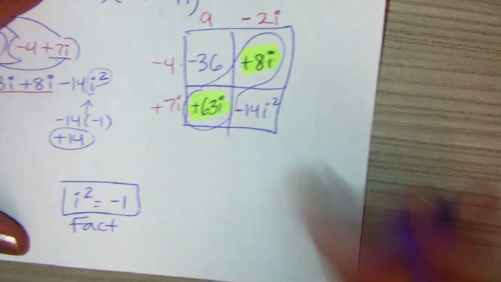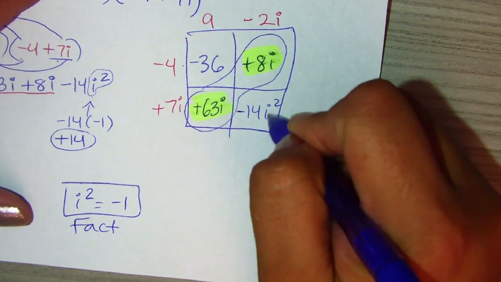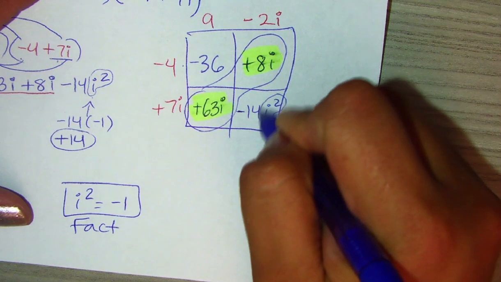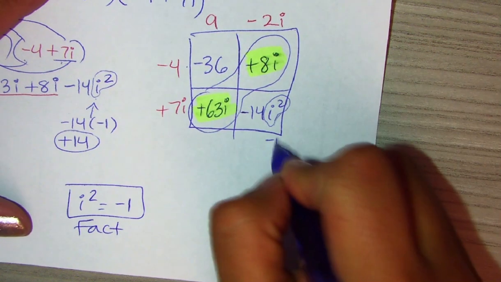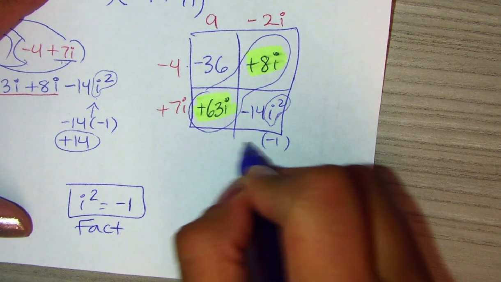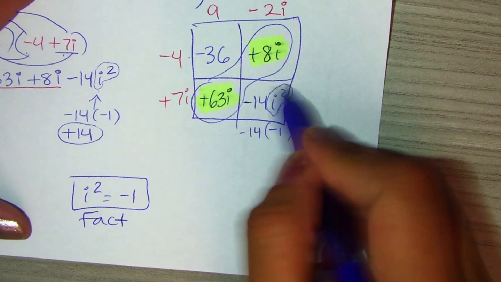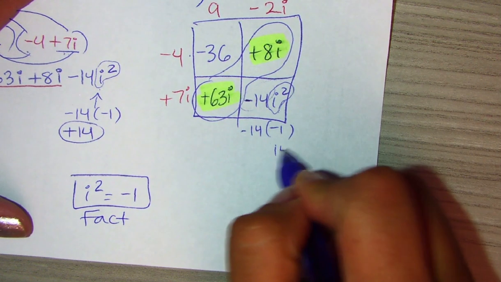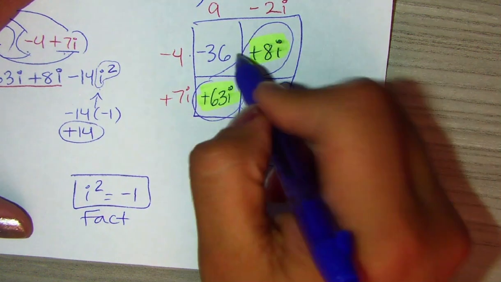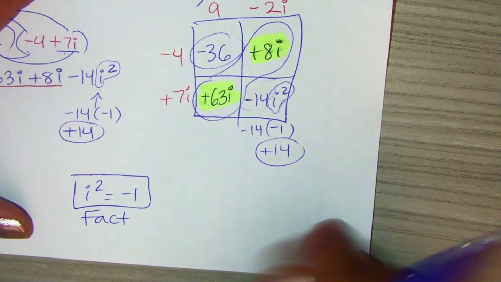If you're doing the box method, same thing applies. You're just going to have to notice here in this corner, we have a negative 1 going in there for that i squared. And then now this negative 14 has become a positive 14. That needs to be combined with that negative 36.